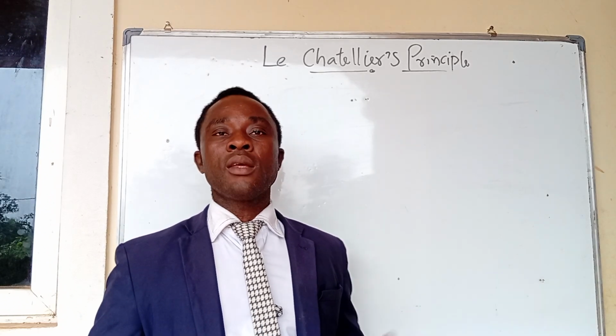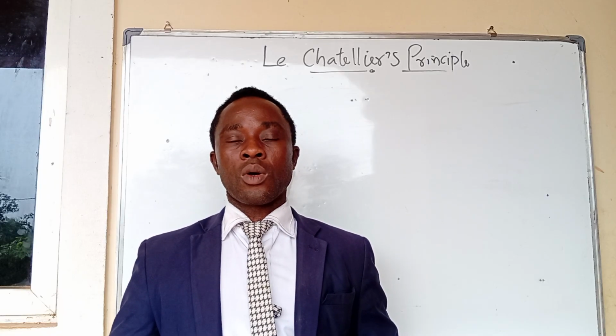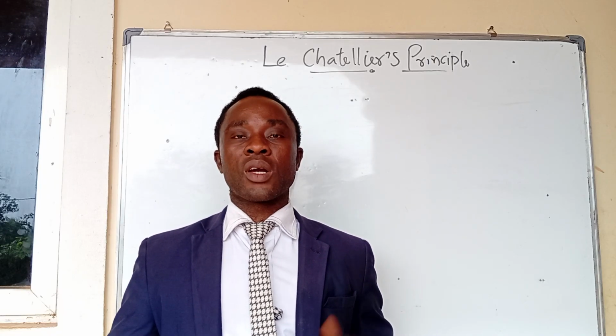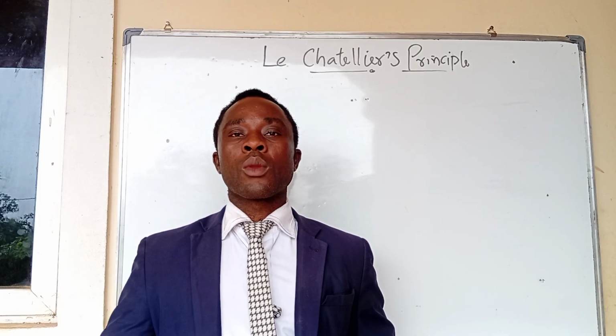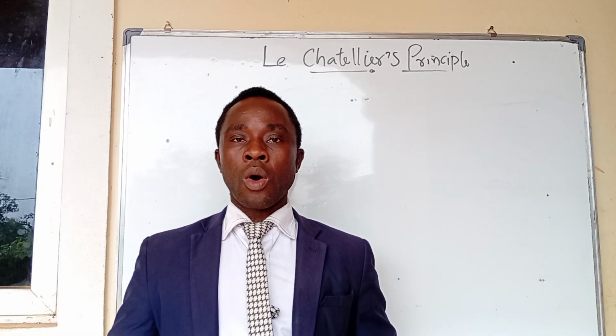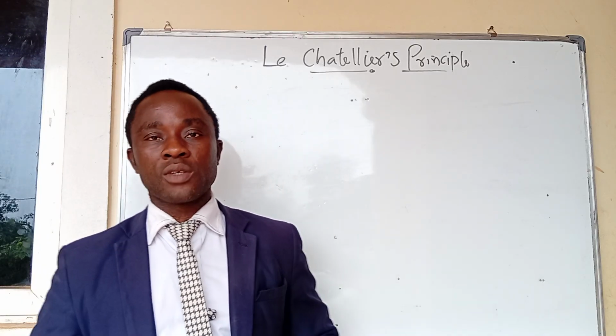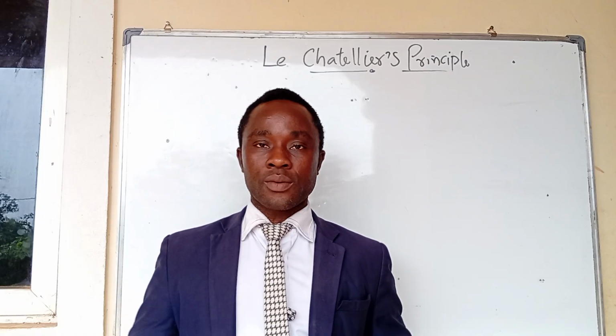In my class today, I shall be discussing Le Chatelier's principle. Le Chatelier's principle is a principle on chemical equilibrium. A chemical equilibrium is said to have taken place when the rate of forward reaction is equal to the rate of backward reaction, or when the equilibrium constant of a reaction is 1, or we can say when the free energy of a reaction is 0.